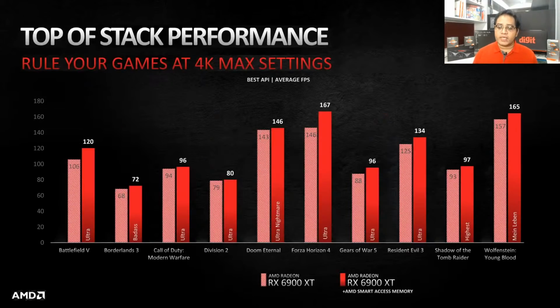Moving on, we have 4K gaming benchmarks on the 6900 XT. You'll see 2 graphs here. One that's lightly colored, that's on the left, and one that's dark red or rather red, which is on the right.